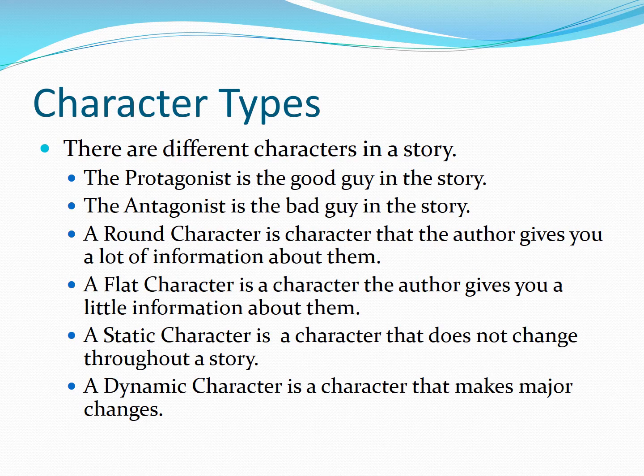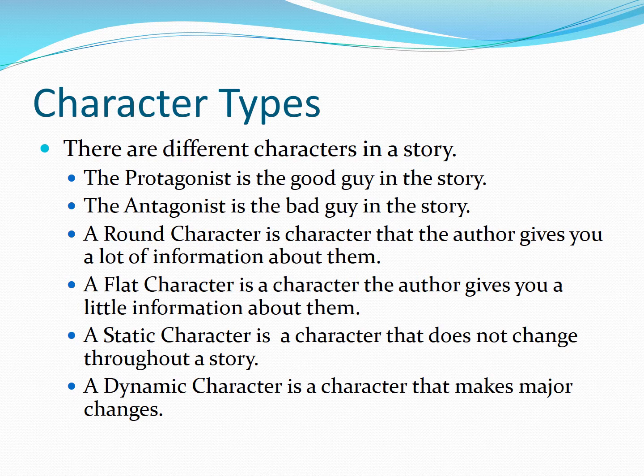So in your craft folder under comprehension, I want you to write on your next page, character types. There are different characters in a story. The protagonist is a good guy in the story. The antagonist is the bad guy in the story. A round character is a character that the author gives you a lot of information about. You know how they're thinking, what they look like, how they feel, how they're acting.